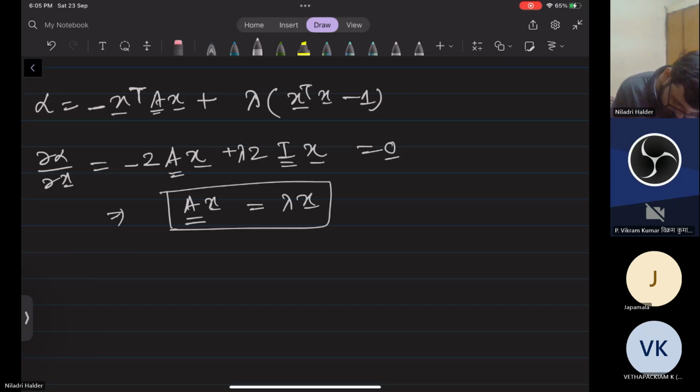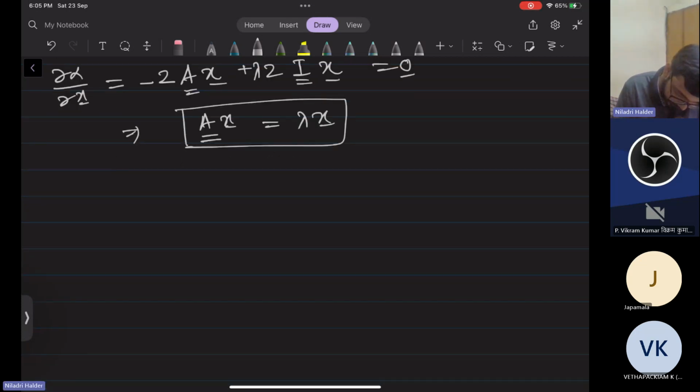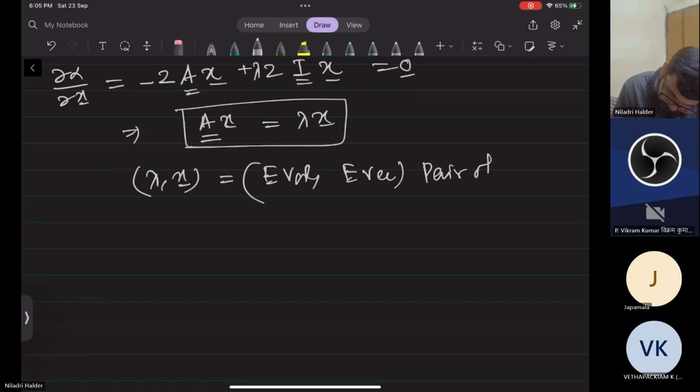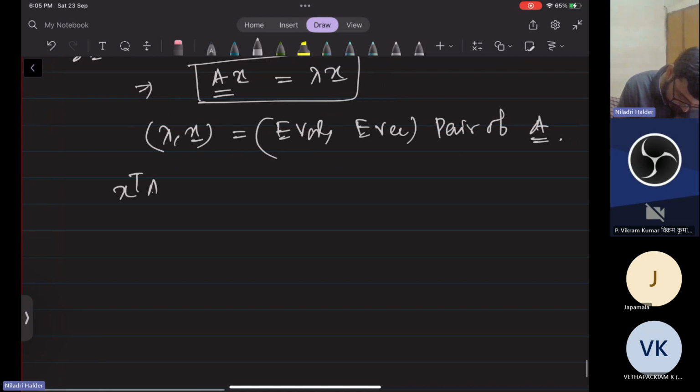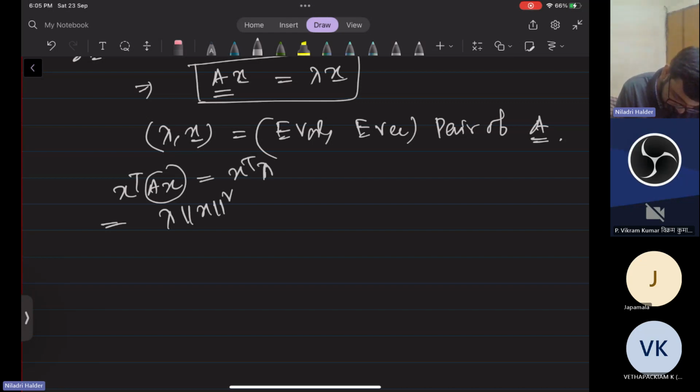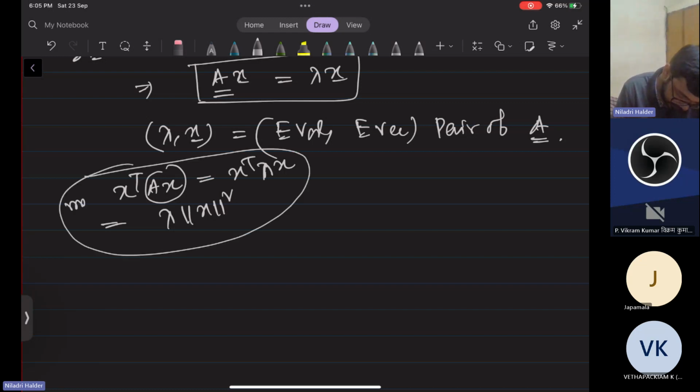So here we can say that this lambda comma X is the eigenvalue and eigenvector pair of A. Then X transpose A X is equal to, so here X is the eigenvector, then we can write this as lambda times the mod of X squared. This is equal to X transpose lambda X, that is lambda mod of X squared. So we need to maximize this thing.